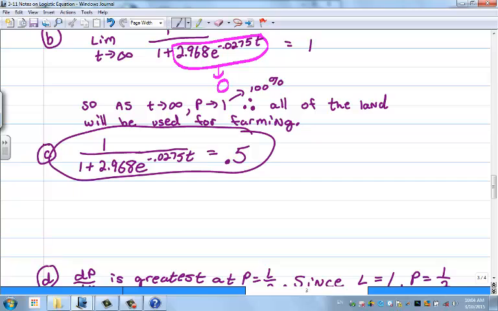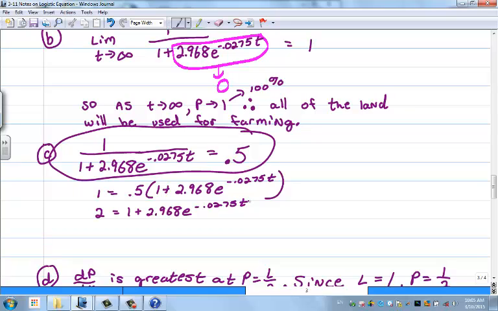So we'll multiply both sides of this by 1 plus 2.968 e to the negative 0.0275 t. So we get 1 equals 0.5 times 1 plus 2.968 e to the negative 0.0275 t. And then what we do is multiply both sides by 2 to get rid of the 0.5. So we get 2 is equal to 1 plus 2.968 e to the negative 0.0275 t. This is pretty easy to solve, right, kids?